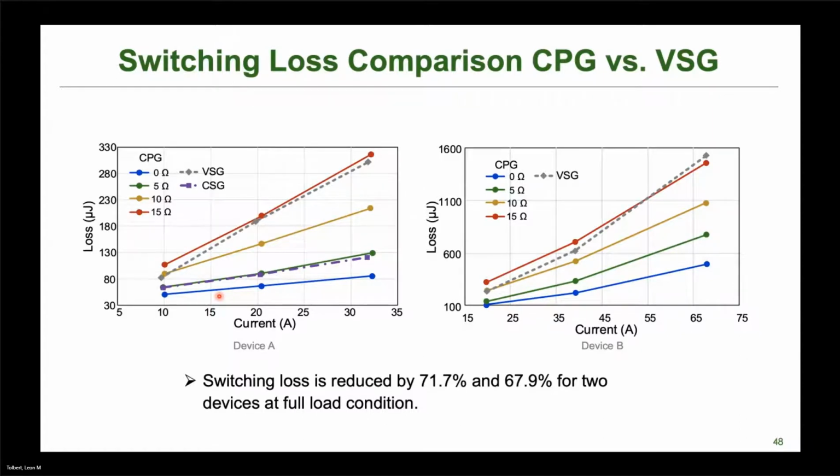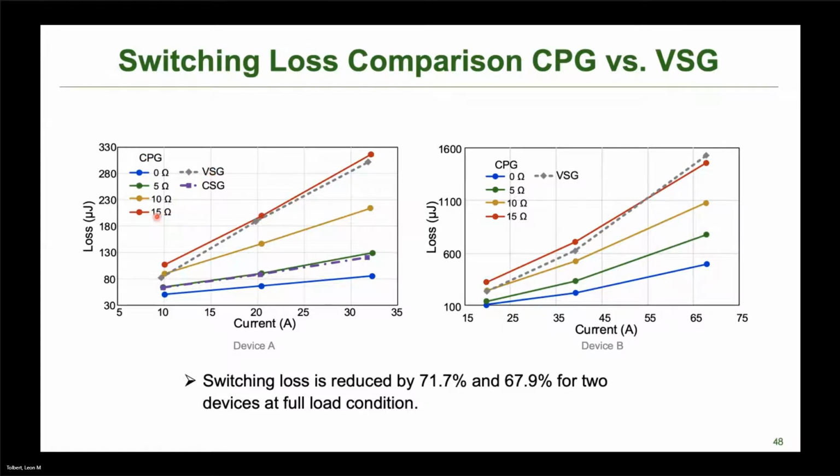So if we show a switching loss comparison between these, you can see that on the left, the charge pump gate drive is shown in these colors, blue, green, yellow, red, with different external resistances that have been added. And of course, as you add that resistance, it slows down and our loss becomes higher. Voltage source gate drive is shown here.